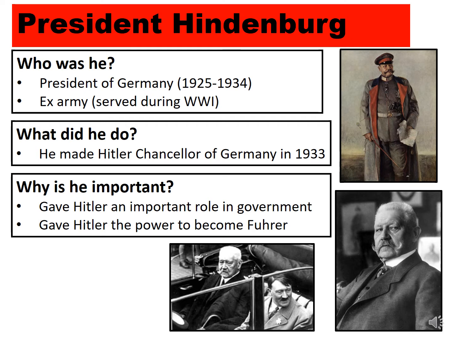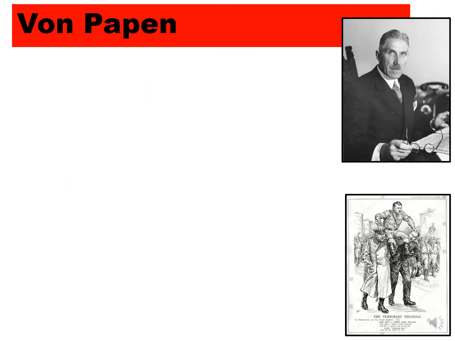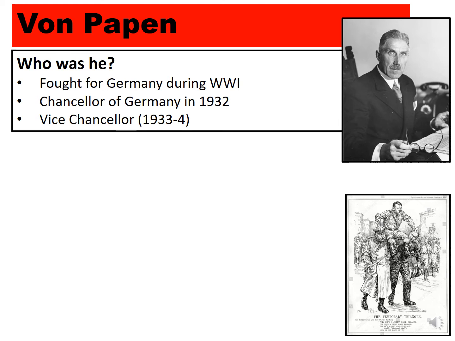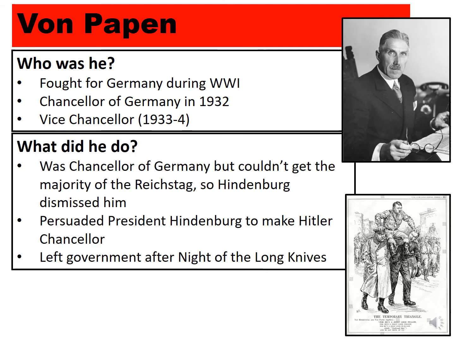So you could say it's because of President Hindenburg that Hitler has the power to do that in the first place. Von Papen is another person that you may see popping up on Hitler's journey to power. He's ex-army too. He was Chancellor of Germany in 1932 and then Vice-Chancellor from 33 to 34. Now he's got a connection to Hitler. He was Chancellor in 1932, but he didn't have the majority of the Reichstag, which means he couldn't pass bills, make laws or big decisions. So President Hindenburg, who has the power to choose who stays and who goes as Chancellor, tells von Papen to pack his bags and dismisses him.